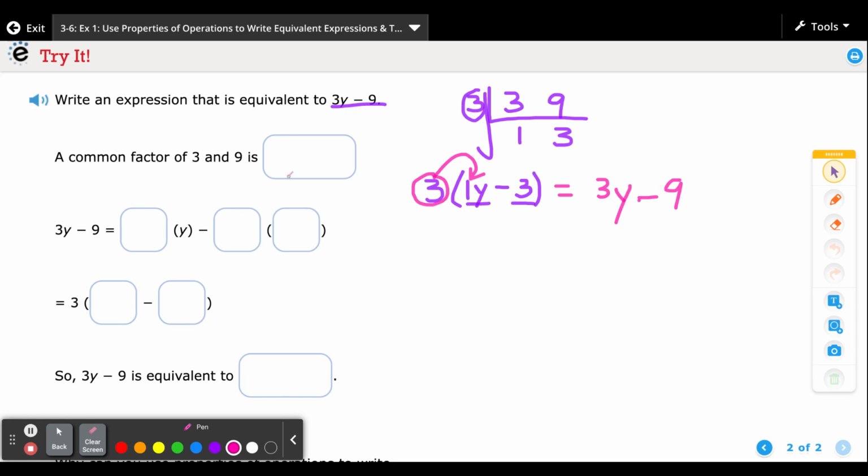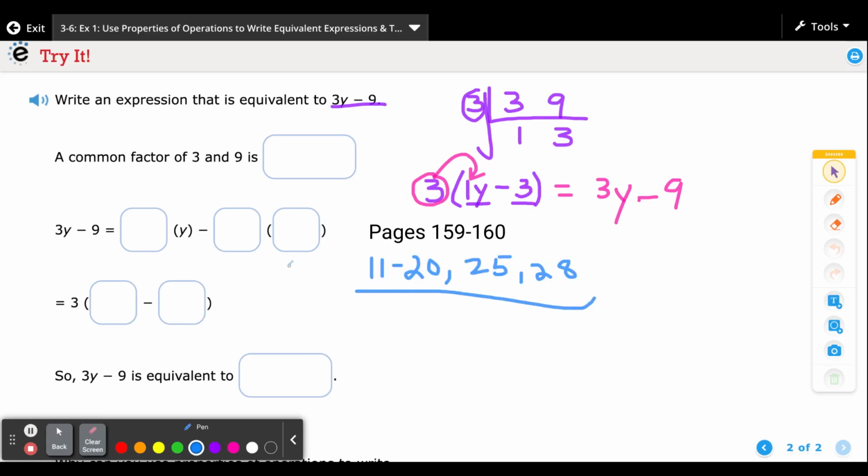All right. So the questions that go with this are 11 to 20, 25, and 28. I will write them so you can copy them so you know what you're doing. All right, so here's the questions that we're doing. Questions 11 to 20, number 25, and number 28. Remember to ask questions, get your answers, and move on. Good luck.